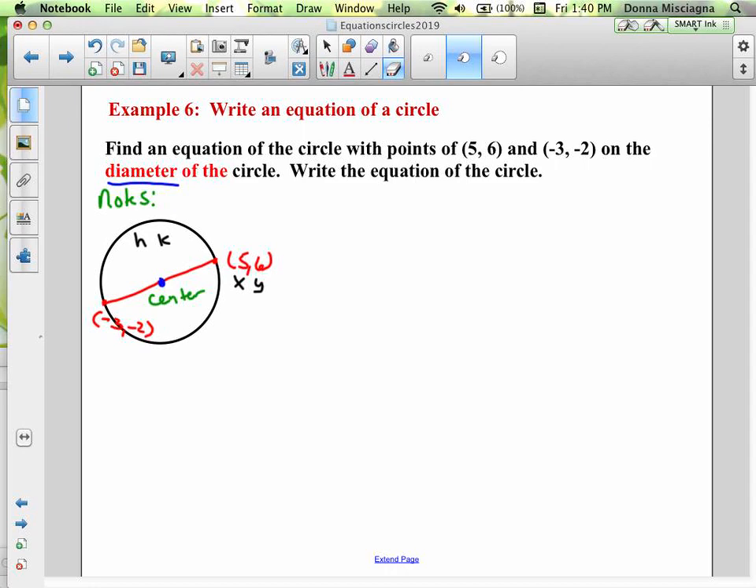All right, so we're going to find the equation of a circle with points (5, 6) and (-3, -2) on the diameter of the circle. So neither one of those is the center. So don't just go plug those into the equation of a circle, or you'll have an equation of a circle, but it won't be this circle. All right, so we need to find two things, and the thing we should find first is the center. So step one, we need to find the center of the circle.